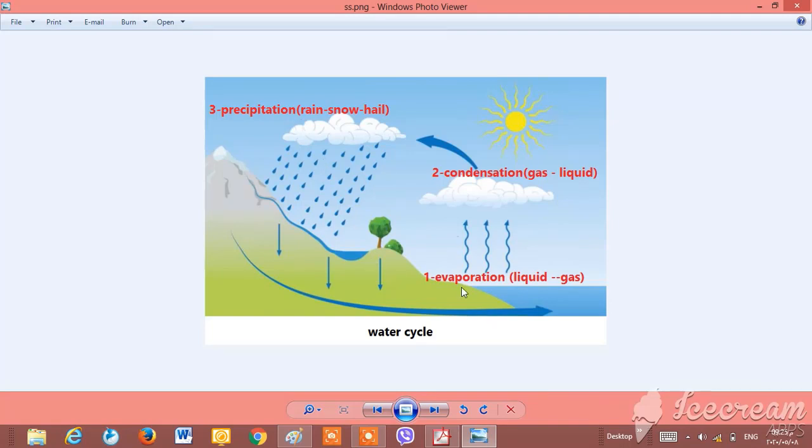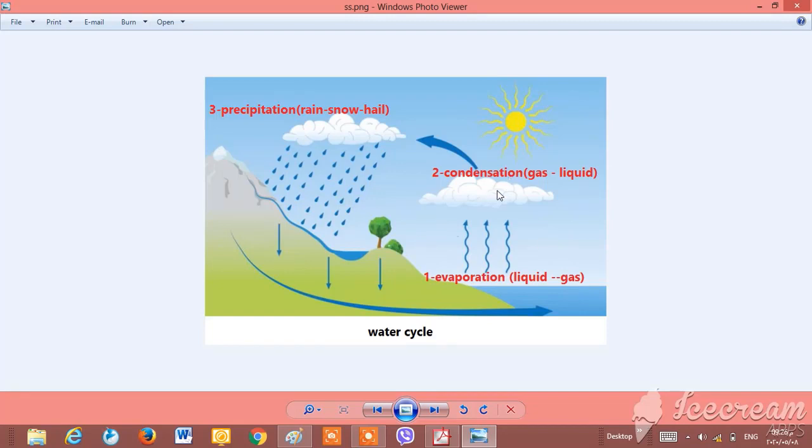Evaporation: when the sunlight hits the ocean or sea or river, it becomes vapor and rises to the sky. The vapor rises to the sky and condenses together, making a cloud. Here in evaporation, liquid changes to gas, because water is liquid, and when it becomes vapor, it becomes gas. So liquid changes to gas.